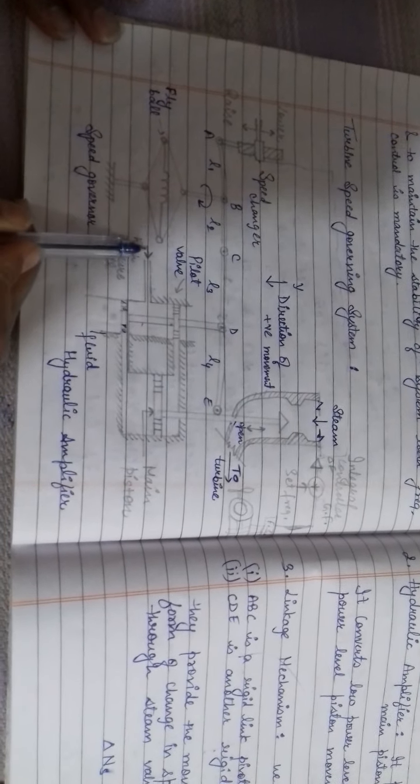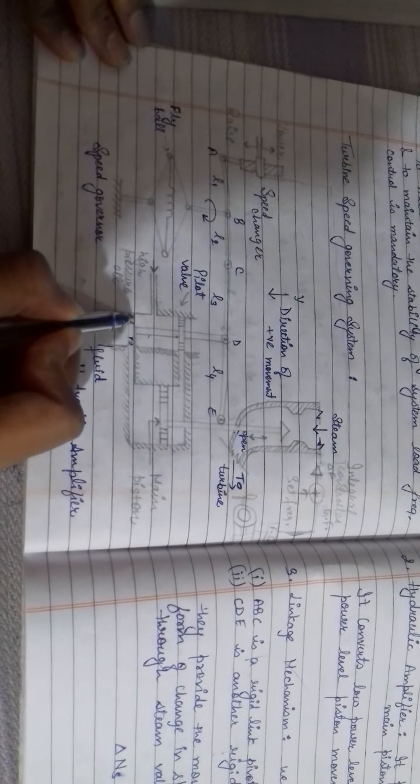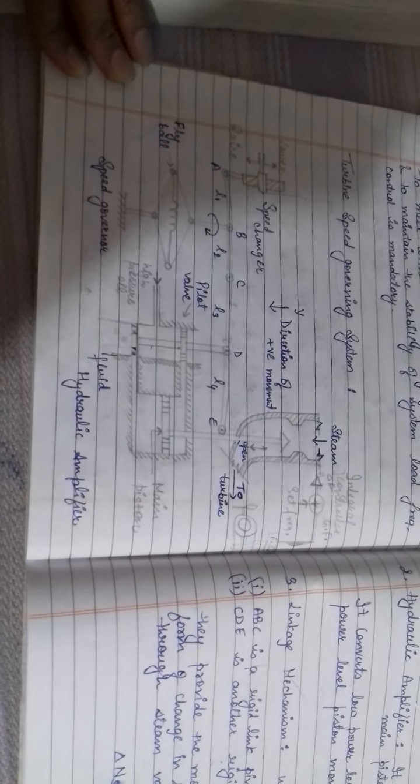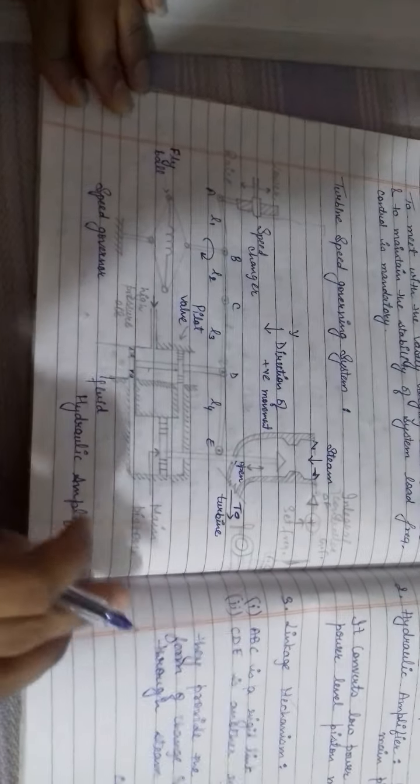So this is the hydraulic amplifier. We have the pilot valve at the top of the system, and the main piston is here. Here the high pressure oil is inserted in the hydraulic amplifier. There are valves, and we have the flow in this hydraulic amplifier.